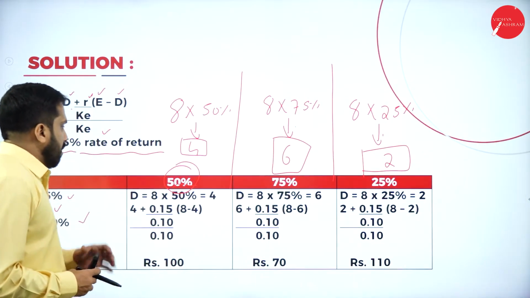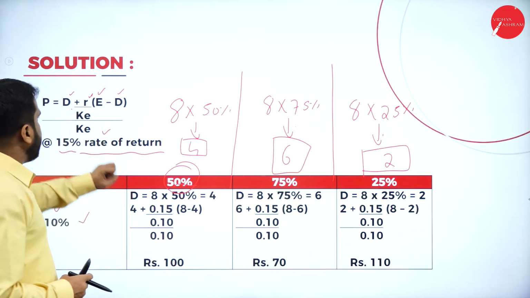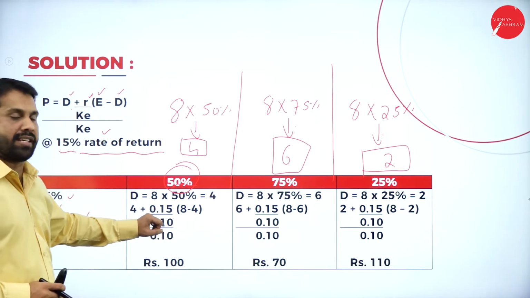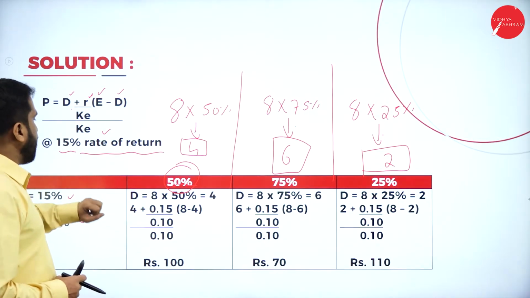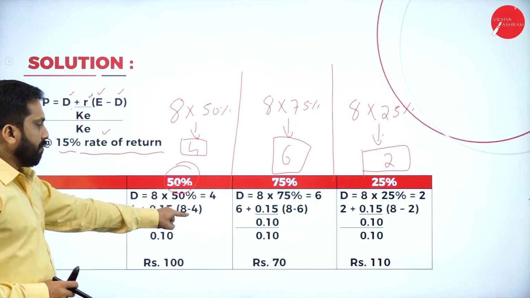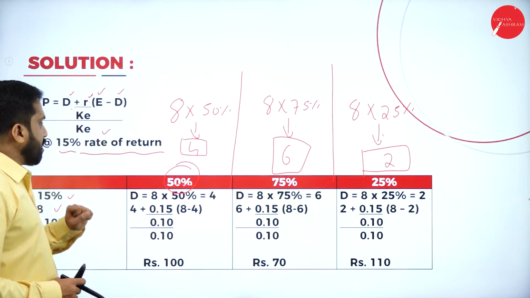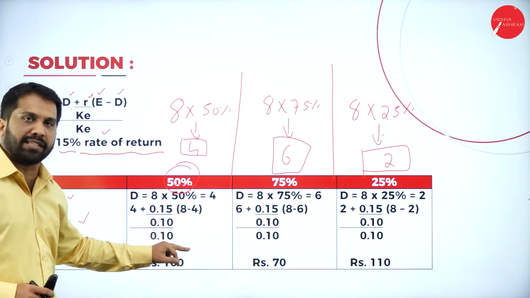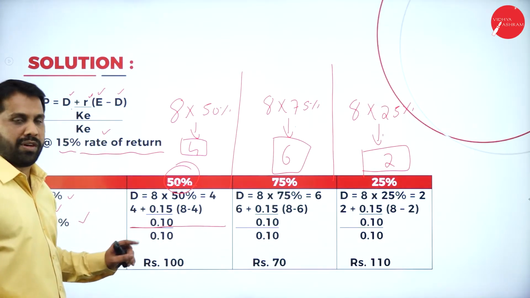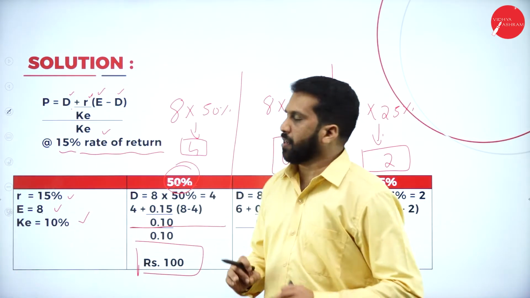Now, apply the formula. You have dividend, which is 4. The rate is 15%, 0.15. Your earning is 8. Dividend is 4. Now, divide by the cost of equity, which is 0.10. The whole divided by 0.10. Final answer: rupees 100.